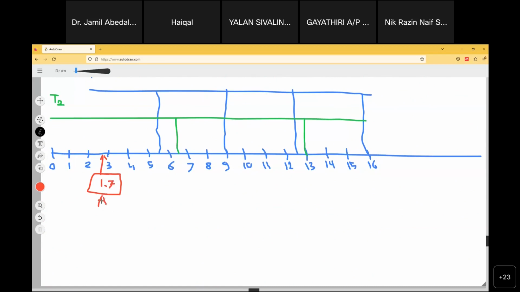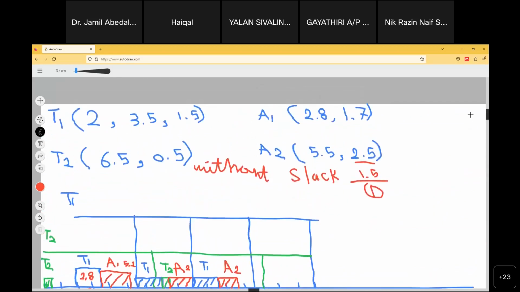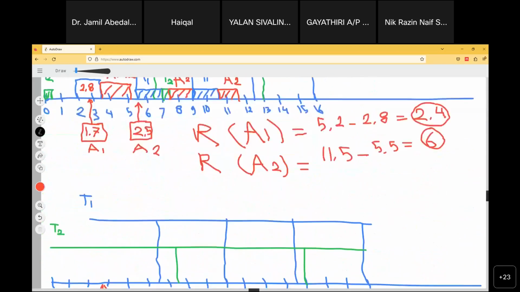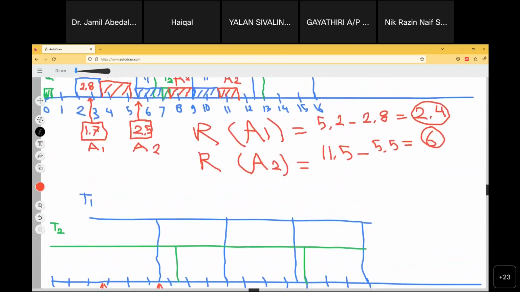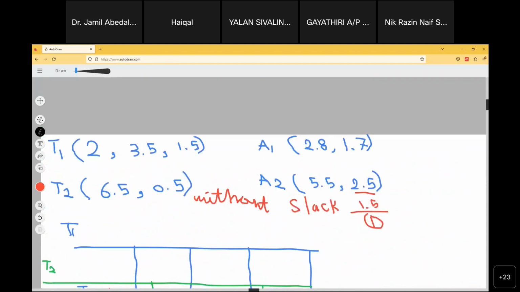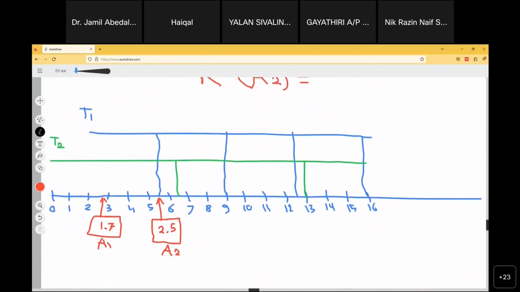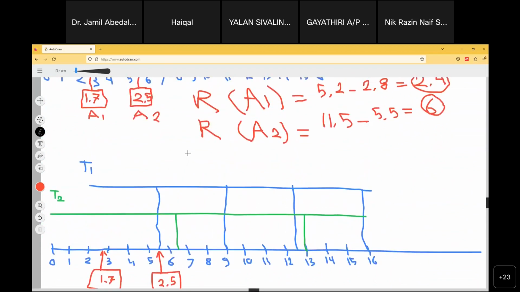Okay, first a periodic. Second, the periodic release at 5.5. Need to execute 2.5. This is A2. And this is A1. Okay. So now, very clear. As I told you, choose different color for each task. Now we need to execute them using slack stealing.